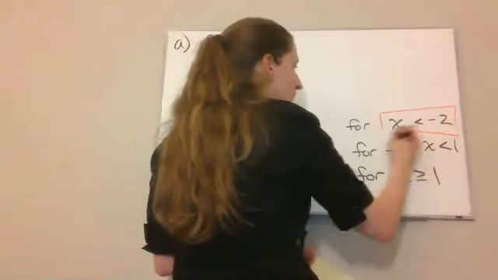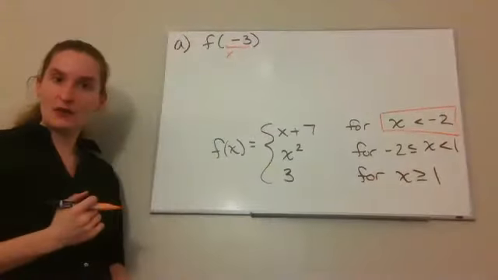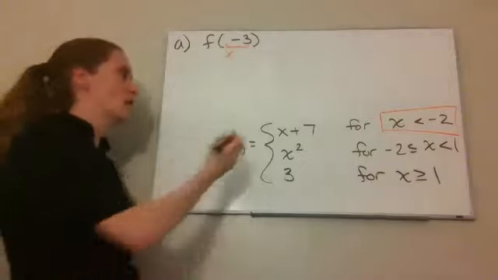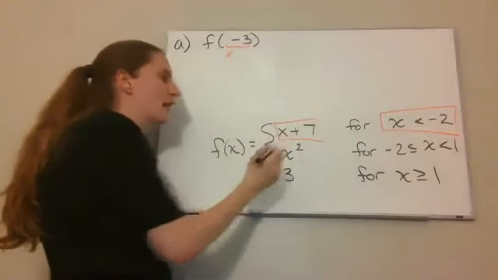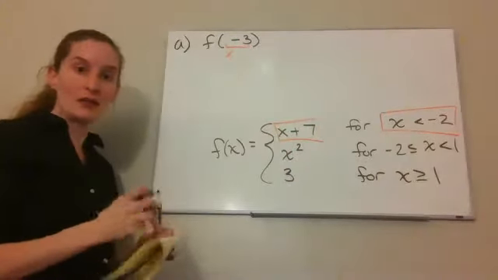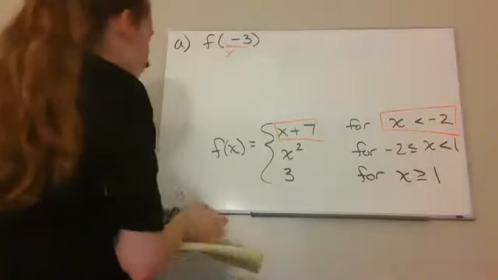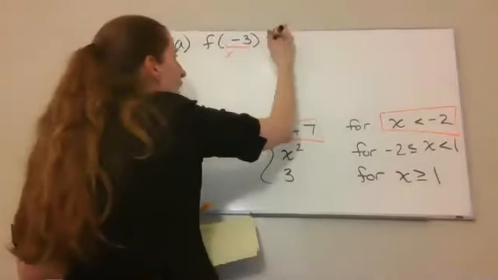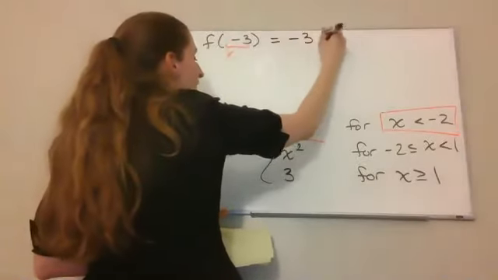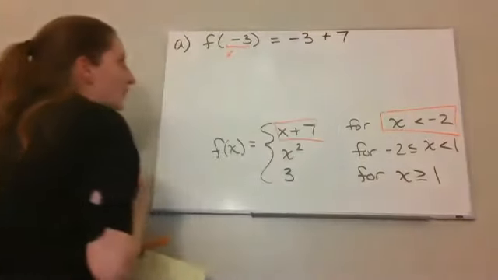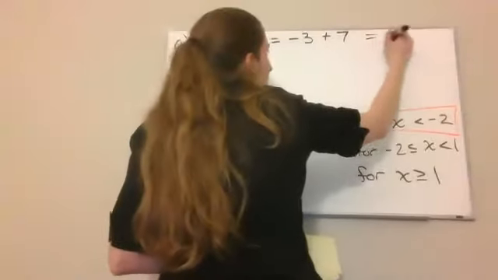-3 is less than -2. So this tells me I need to use this top rule here, x plus 7, to figure out my function. So for f of -3, I get to use that top rule, plug in -3 for my x, and get -3 plus 7, which is 4.